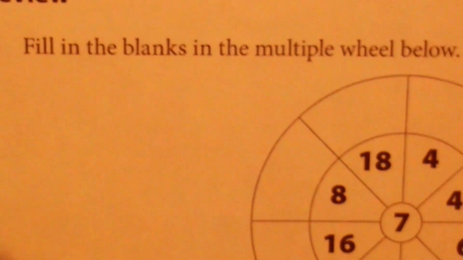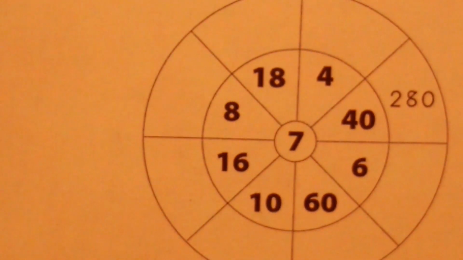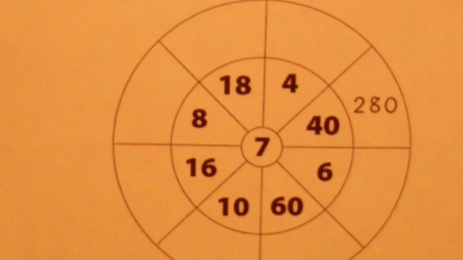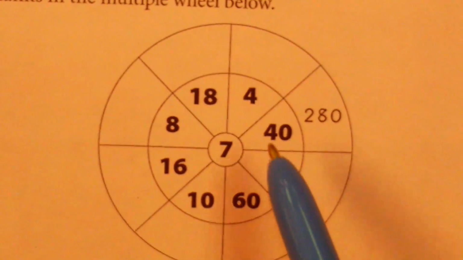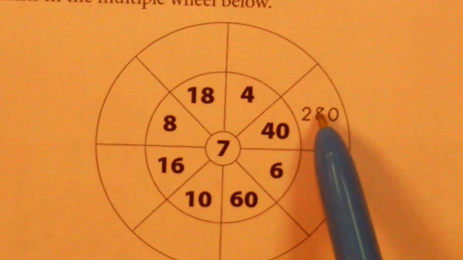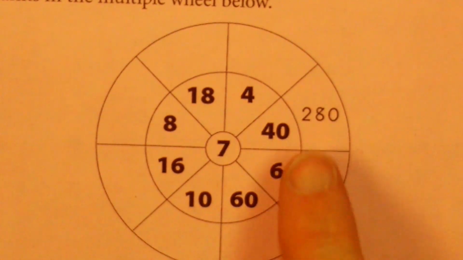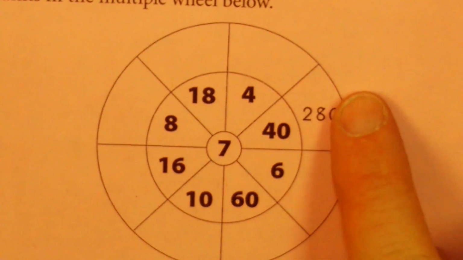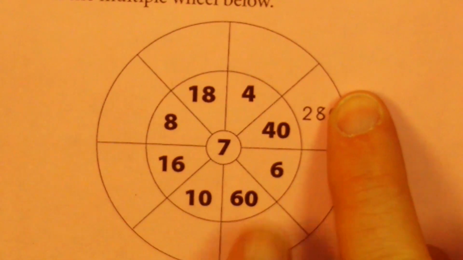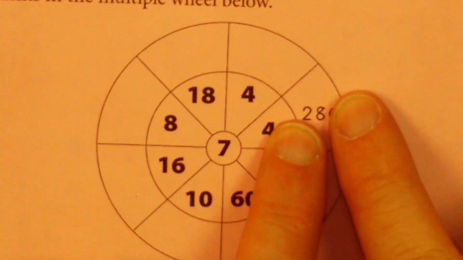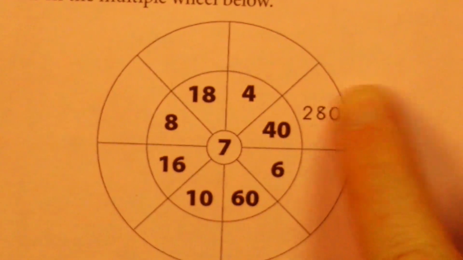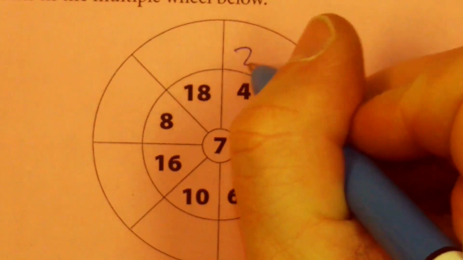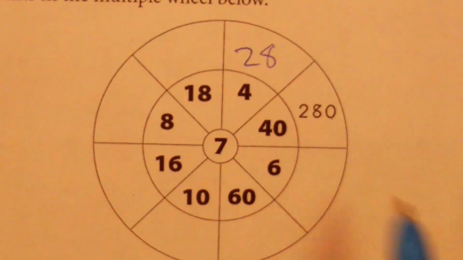Fill in the blanks in the multiple wheel below. Ooh, goodness, it's been a while, but we should be able to find some patterns in here, shouldn't we? If 7 times 40 is 280, then what would 7 times 4 be? Right? If I cover up the 0, ooh, this is hard to do with my big fingers. The 0 and the 0, I only have a 28. 7 times 4 is 28. Add a 0, add a 0.